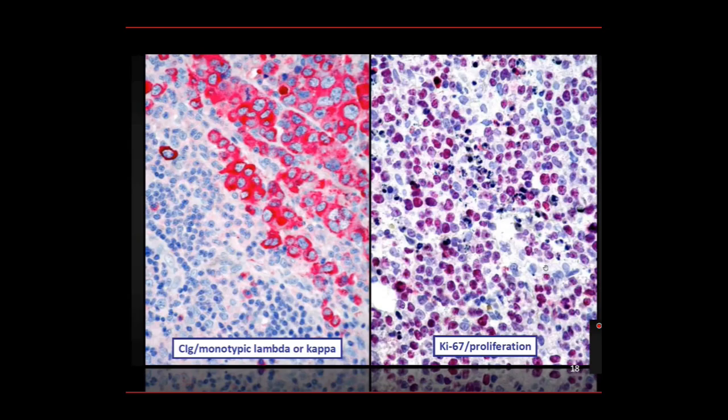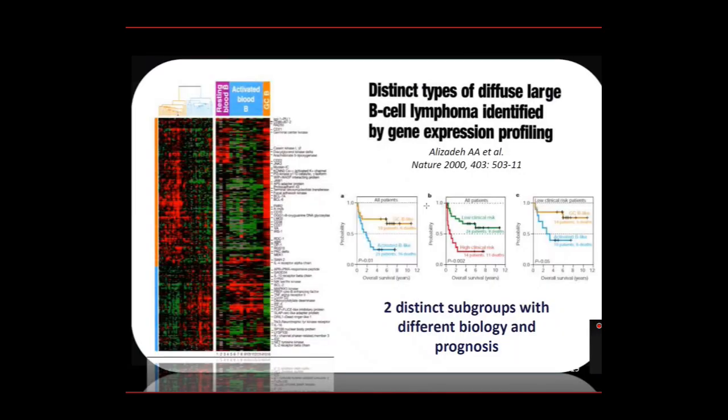Here, Ki67 is very high in this picture particularly, but you can see that some elements here and there are probably bad looking but not proliferating. So let's say 95%, so not 100%.